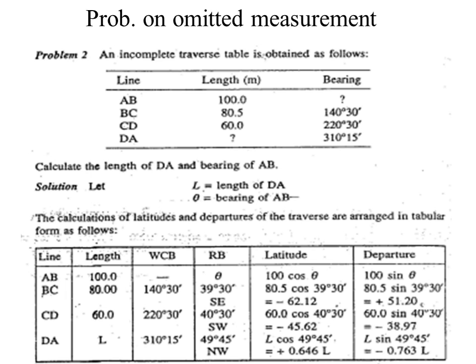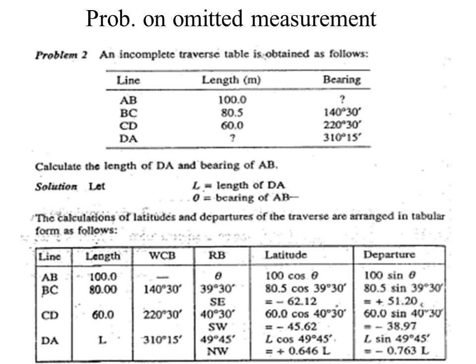Similarly, the line CD has a WCB of 220 degrees 30 minutes. It is lying in the third quadrant. Since it is lying in the third quadrant, we have to subtract 180 from the given bearing. So 220 degrees 30 minutes minus 180 degrees is 40 degrees 30 minutes. Similarly, the line DA has a bearing of 310.